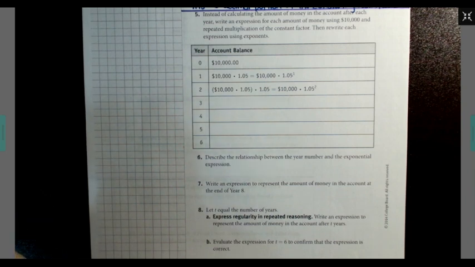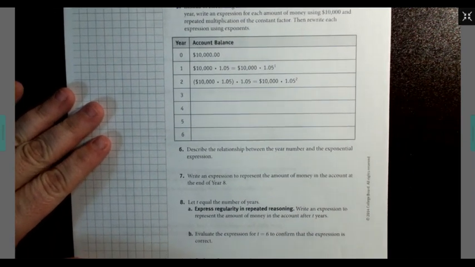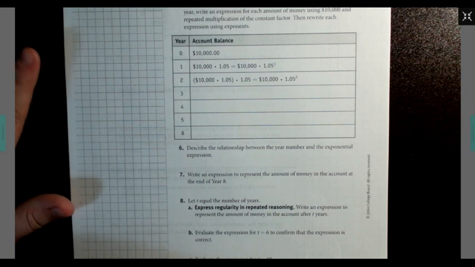Next set, questions 5 through 8. Instead of calculating the amount of money in the account after each year, write an expression for the amount of money using 10,000 in the repeated multiplication of the constant factor. Then rewrite each expression using exponents.